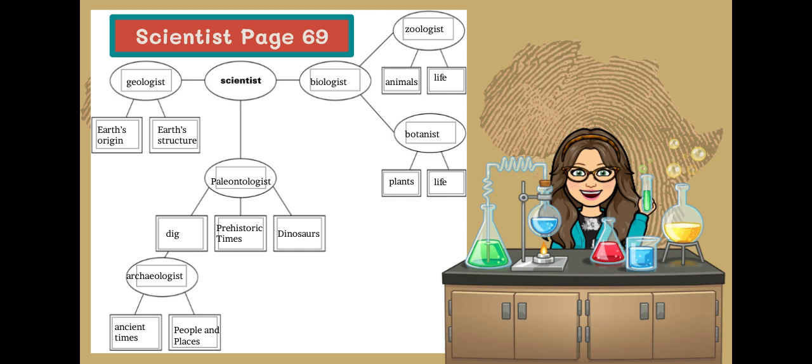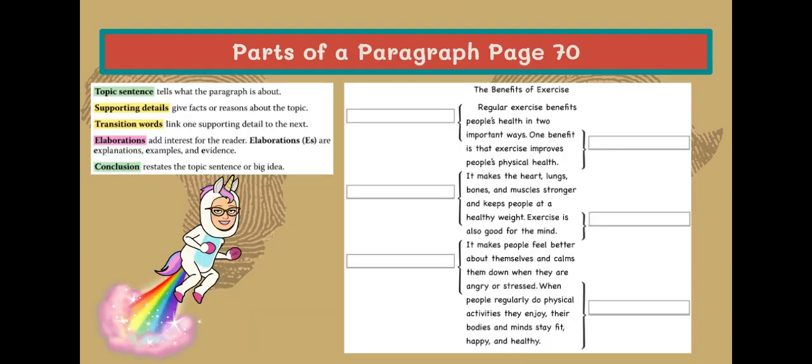Paragraphs are written for different purposes. We will use a paragraph on the benefits of exercise to uncover 4 of the basic building blocks for a well-written paragraph. Turn to page 70 in your student books. Follow along as I review the parts of a paragraph. We will start by looking for the topic sentence or big idea of the paragraph. Then we'll identify the supporting details or facts that support the topic sentence. Transition words help a writer or a reader move through the supporting details, so we'll circle the transition words.